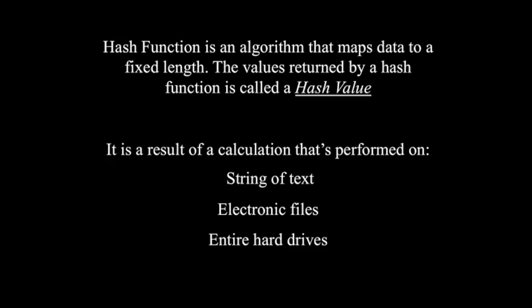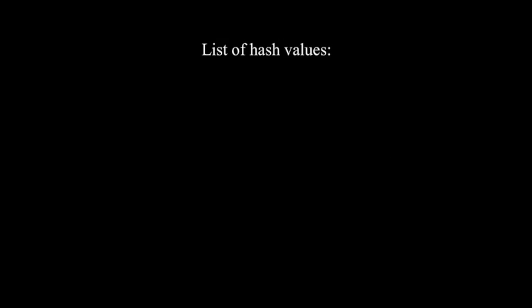A hash value is a result of a hash algorithm that can be performed on a string of text, electronic files, or even our hard drives. Regardless of the amount of data fed into a specific hash algorithm, it will return the same number of characters. MD5 hash uses 32 characters for the thumbprint, whether it's a single character in a text file or an entire hard drive.